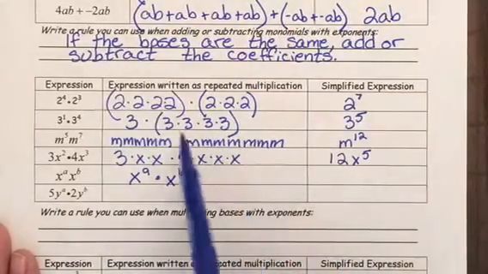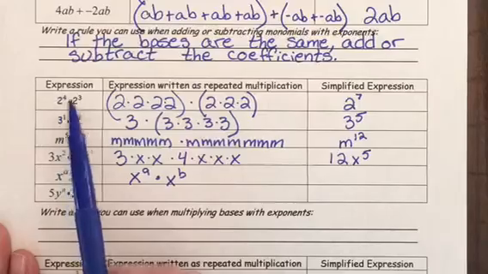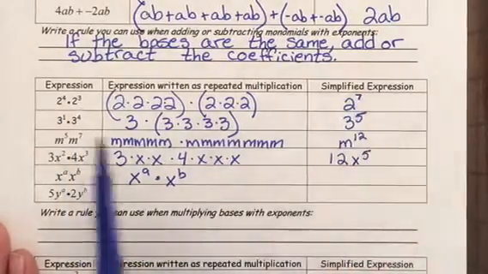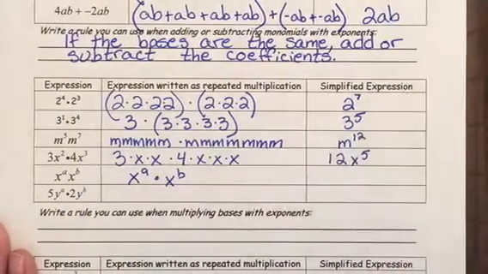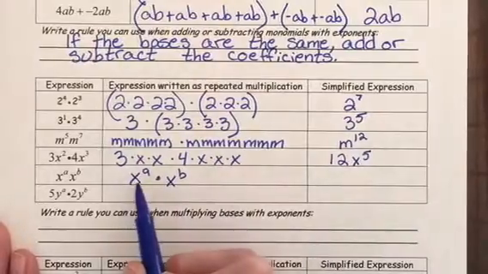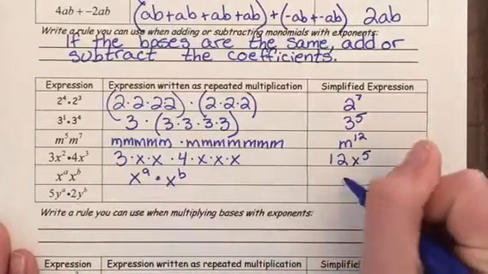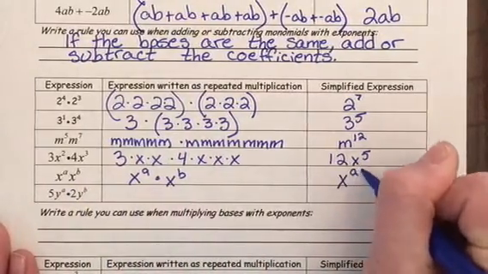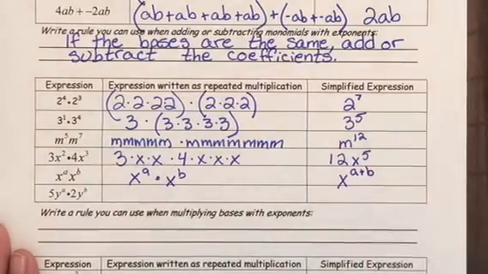Can you guys see a pattern? What happened? When we had 4 and 3, how did we get to 7? When we had 1 and 4, how did we get to 5? Hopefully you guys can see that you add the exponents. So if I'm multiplying these, it turns out to be x to the a plus b.